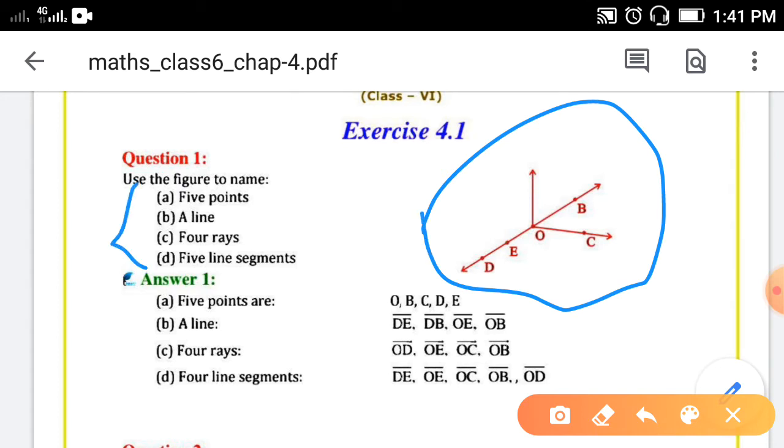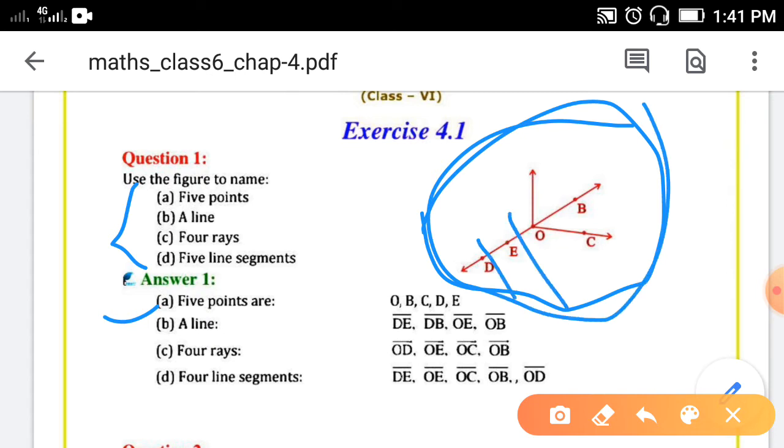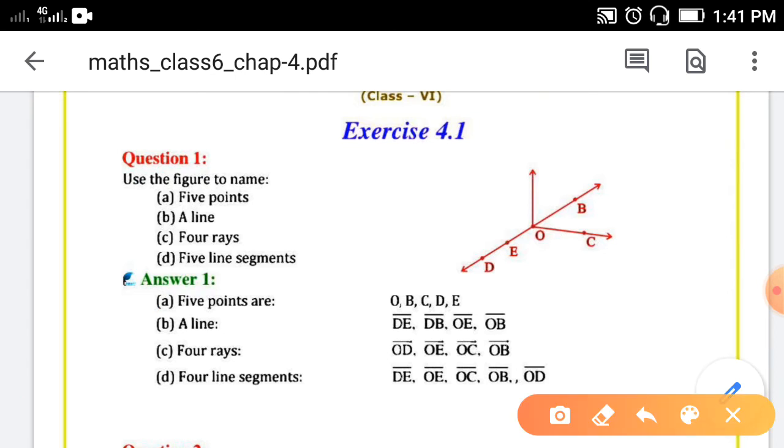A. 5 points. So give the names of 5 points from this figure. It is D, E, O, B and C. What is the answer? First answer is O, B, C, D, E. Second one, line. You have to give the names of lines.